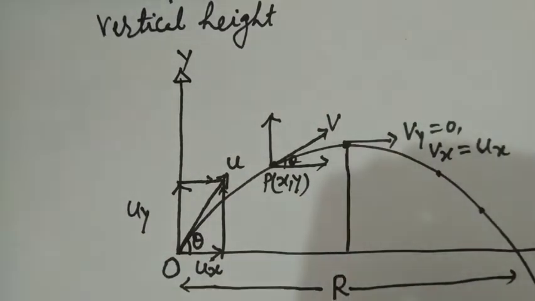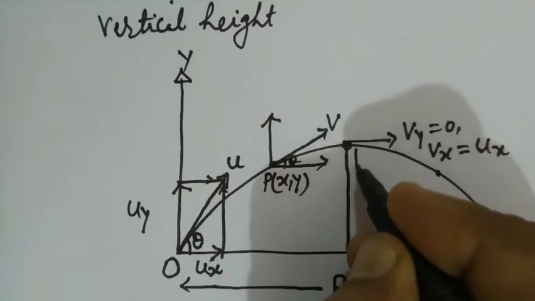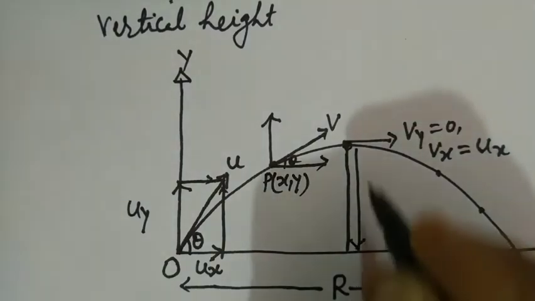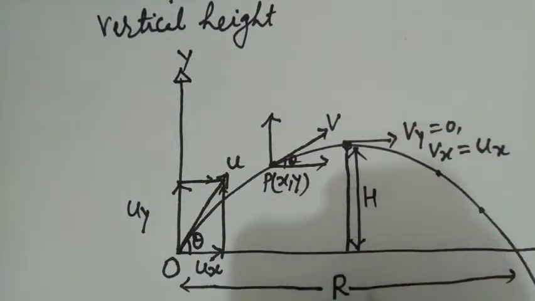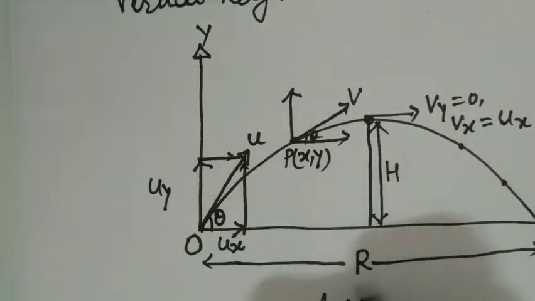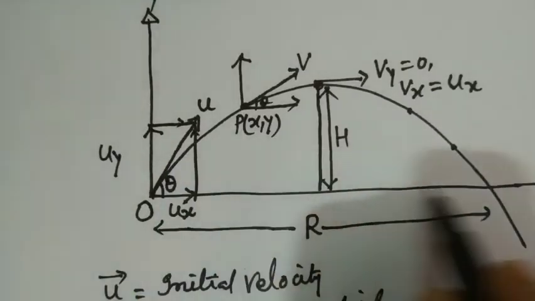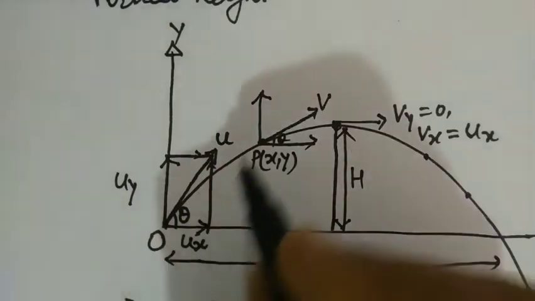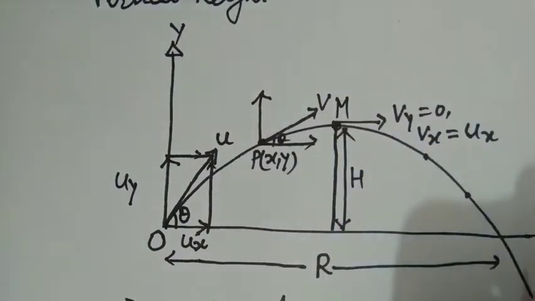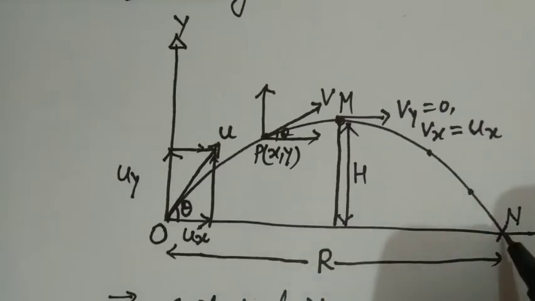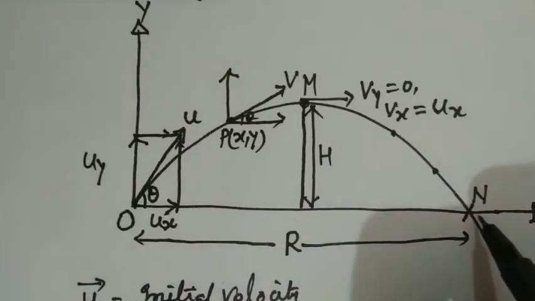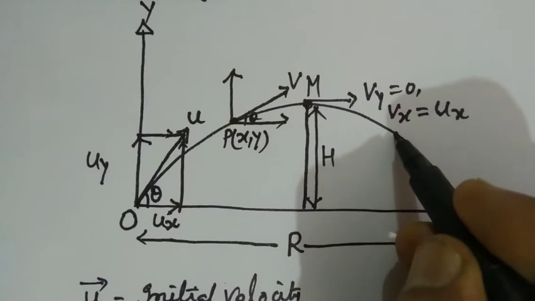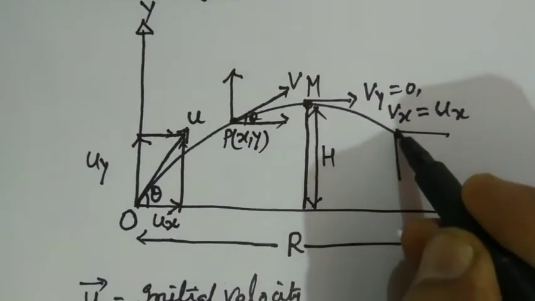So now here at the highest point, this is the maximum height. What is R? R is the range. Supposing points O, P, M, it again reaches the other side at N, where you can see the velocity. Here again we can break this again.